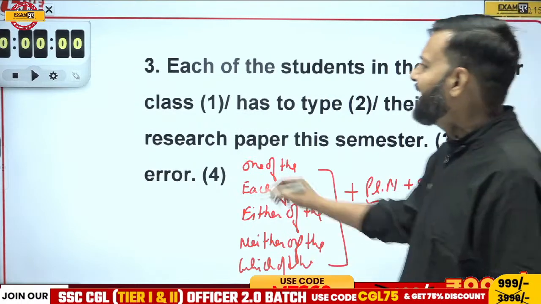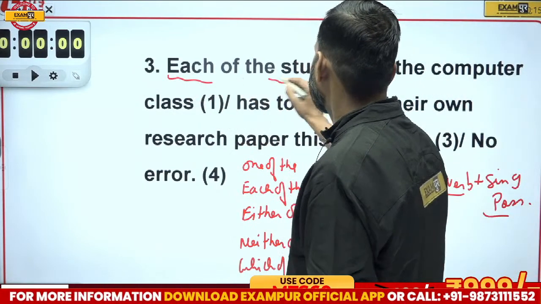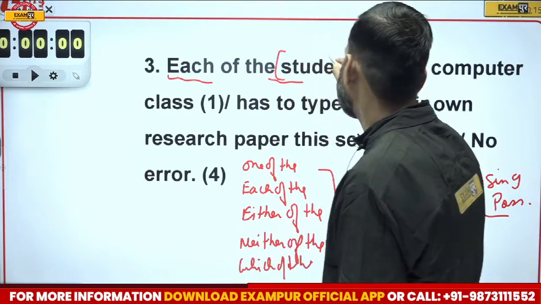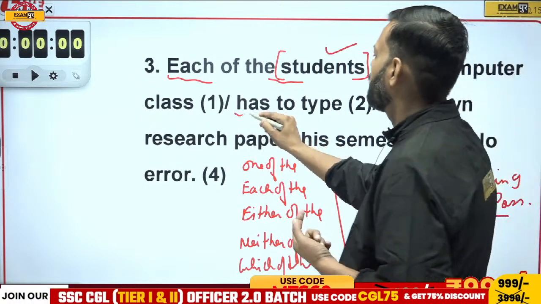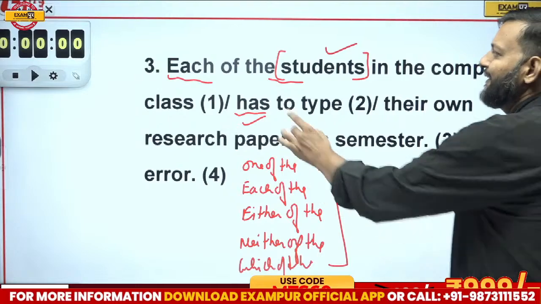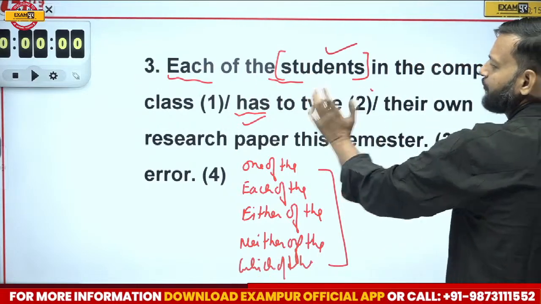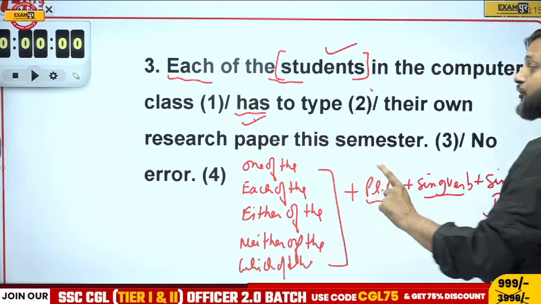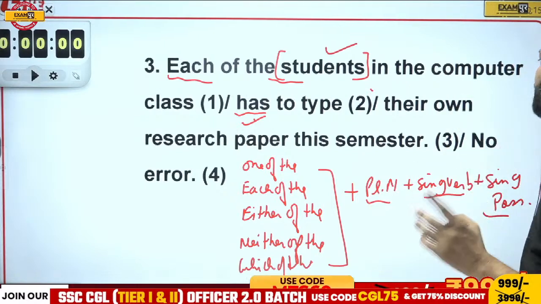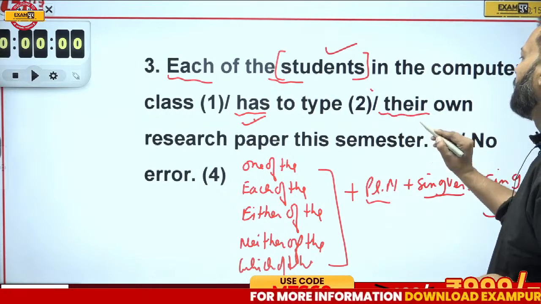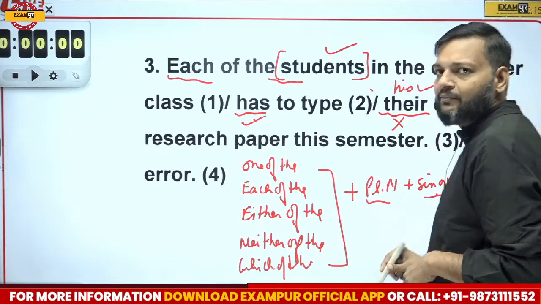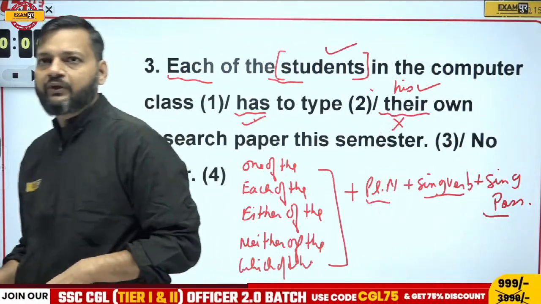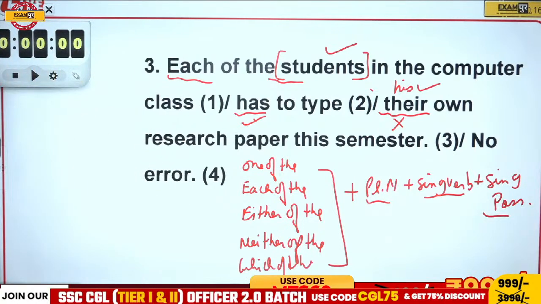So here we have each of the students. So each of is followed by a plural noun, which is absolutely correct. Each of the students in the computer class has to type. So the verb is singular. This is also correct. There should be a singular possessive as well. But here the possessive is plural. So their will be replaced by his. Okay, his own. Yes, Prajwal, you are absolutely right.